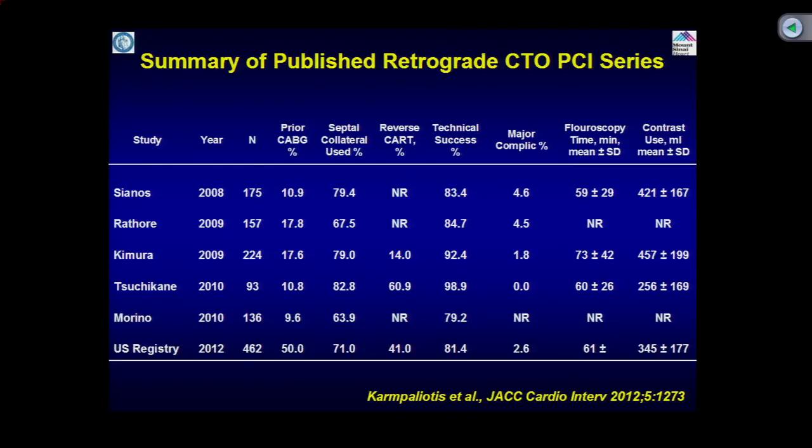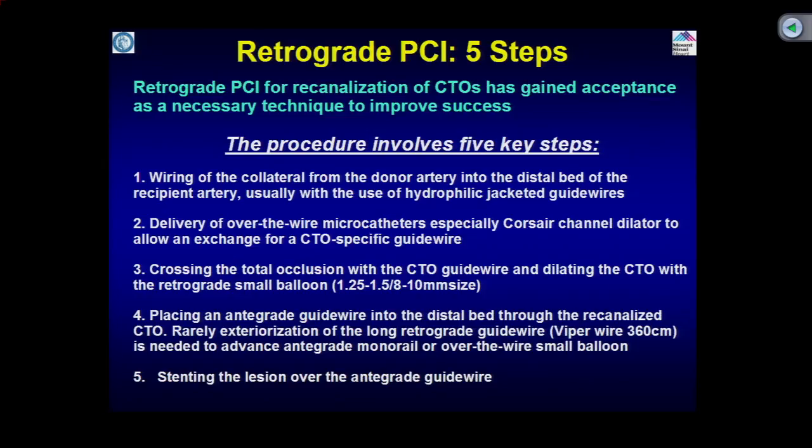These are the various trials of the retrograde CTO series, which talk about the technical success, what type of septals they use and the techniques we use, and of course the contrast use and fluoroscopy. And therefore we will put together the data at Sinai, to see where we fit in these 6 studies, the Sinai data of the retrograde, in terms of the time for the future.